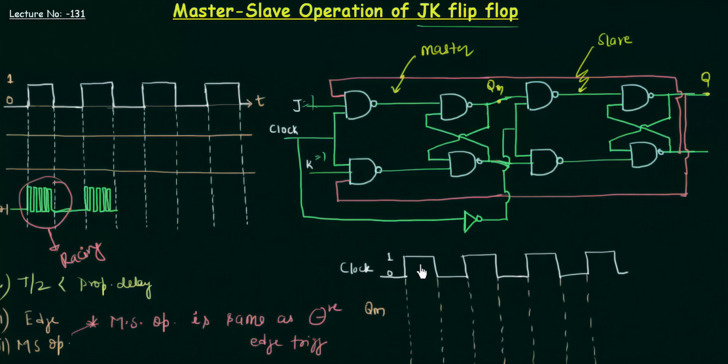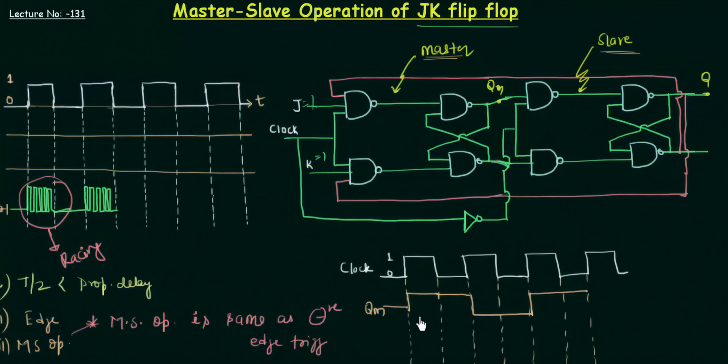When the clock is high, it means the master is operational while the slave is not. So when the master is operational, and I assume that QM was low before the clock went high, as soon as the clock is high, QM will become high also because it was low earlier. And for what time will it be high? It will be high for this entire time, because when the clock becomes low, the state will be stored, and the state was high, so it will be stored like this, and again when the clock is high, it will become low like this, and then high.